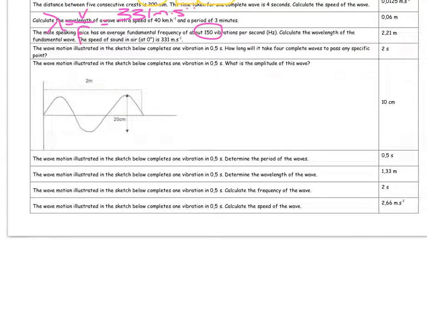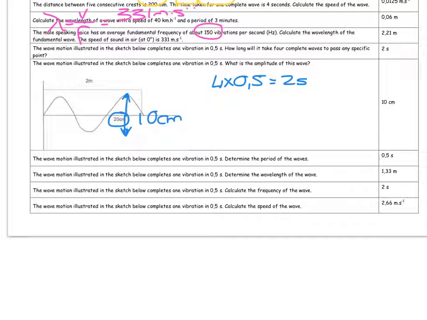The wave motion illustrated in the sketch below completes one vibration in 0.5 seconds. How long will it take 4 complete waves to pass any specific point? Well, if one wave is 0.5, then 4 waves is going to take a period of time of 4 times 0.5, which is equal to 2 seconds. The wave motion illustrated below completes that. What is the amplitude of the wave? Well, if we're going from peak to trough at 20 centimeters, from the midline to the peak or from the midline to the trough is going to be only 10 centimeters.